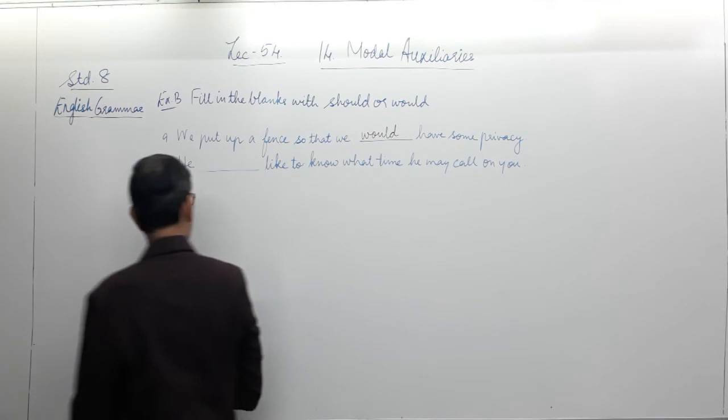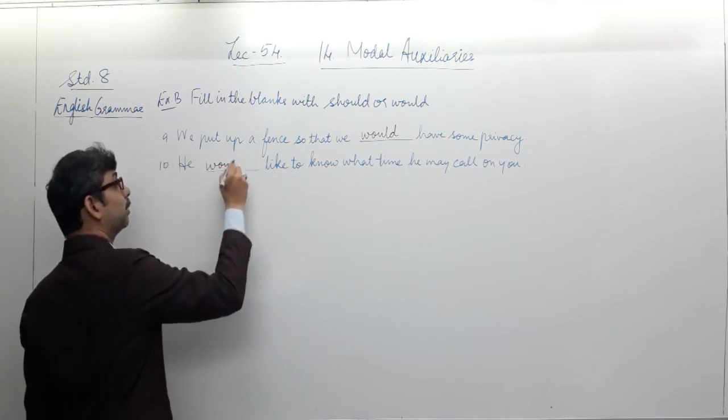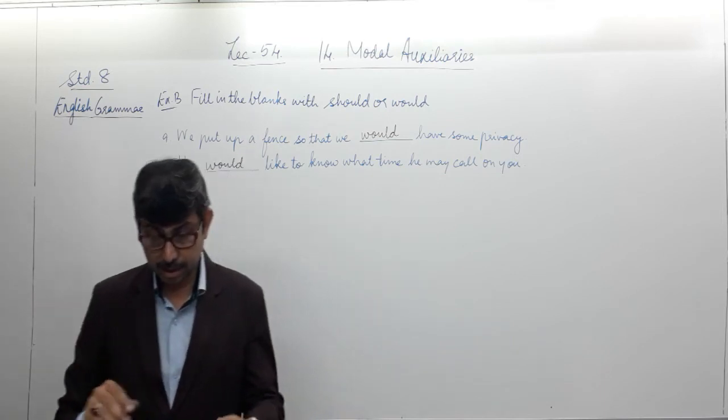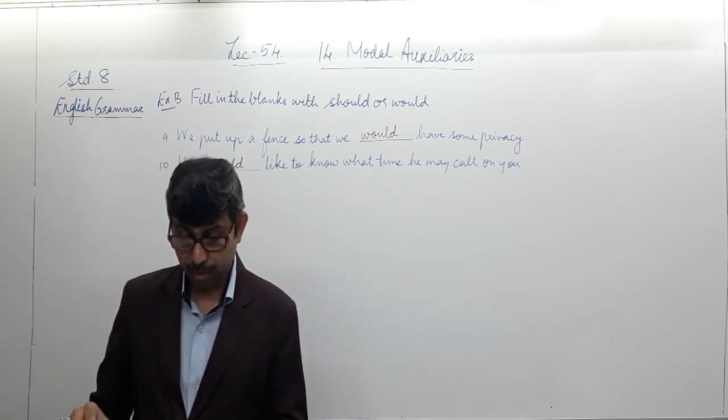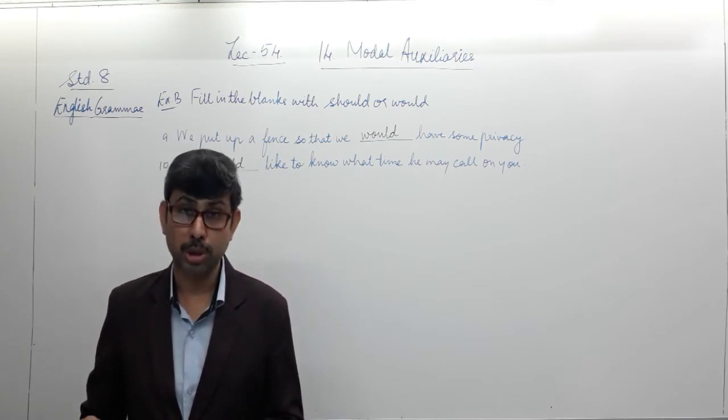So the answer would be the word would. He would like to know, expressing a wish or a desire. Well, these were the 10 sentences in exercise B. Next we have fill in the blanks with suitable modal auxiliaries.